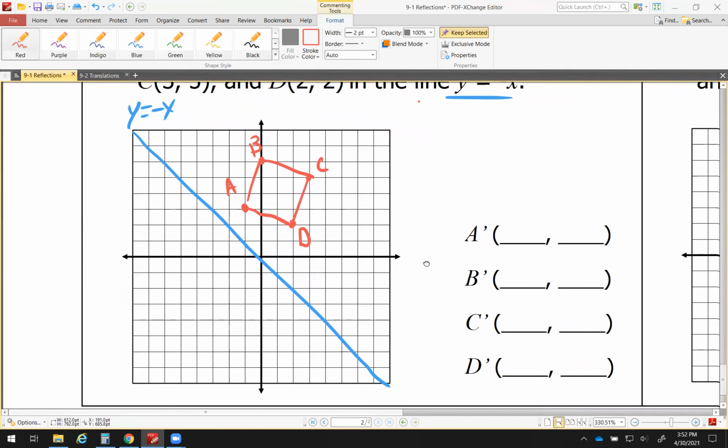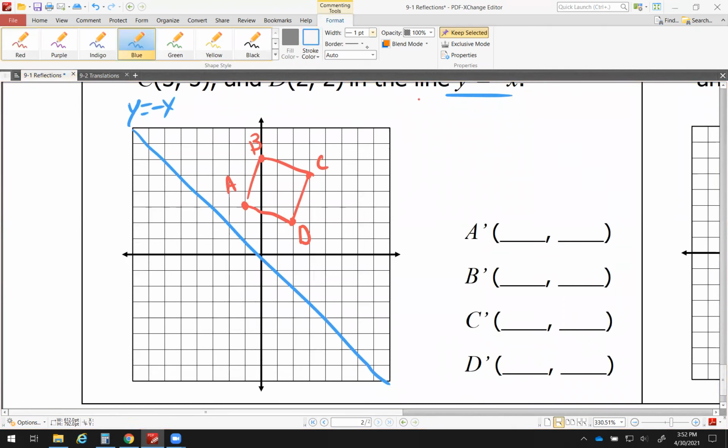Okay, so again, we're gonna do that. Maybe what I'll do is I'll do the lines in green. For A, if we go horizontally, we go 2 units. And so we're going to go down by 2 units vertically to get to A prime. I'm actually just going to put the shape in blue, but the lines in green.